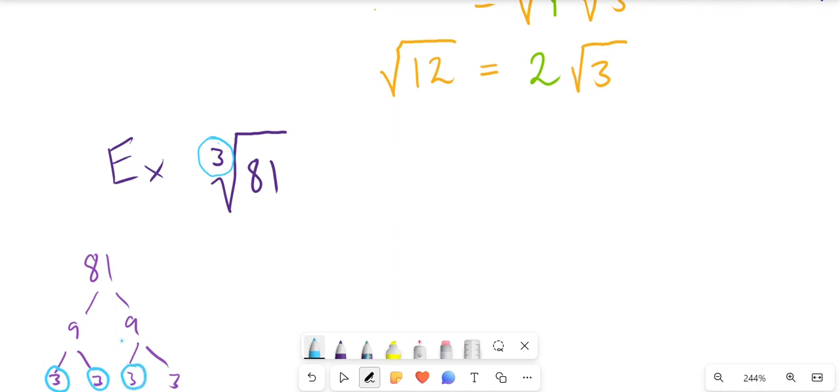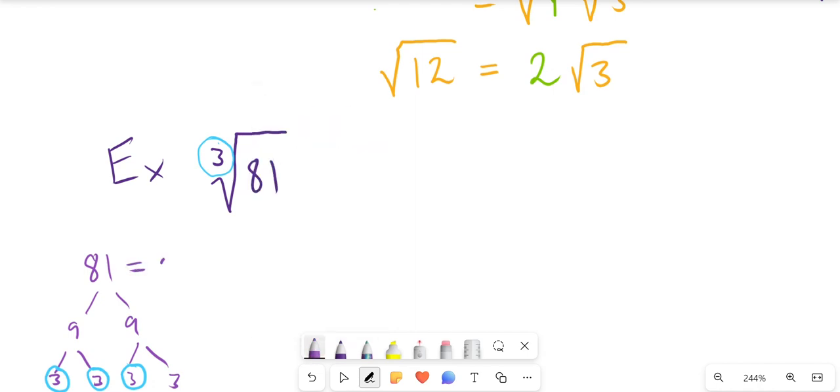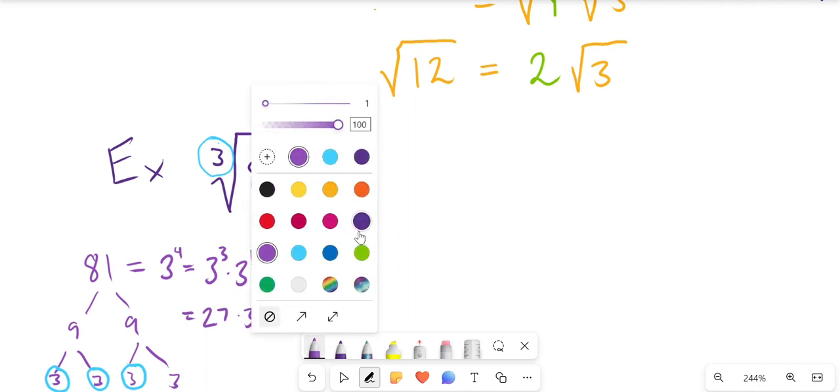I can get 3 3s out of this thing, right? I could write my 81. This is 3 times 3 times 3 times 3. This is 3 to the 4th. But that's the same thing as 3 to the 3 times 3 to the 1, aka 27 times 3. So I wouldn't show all of this work when I'm doing one of these problems.